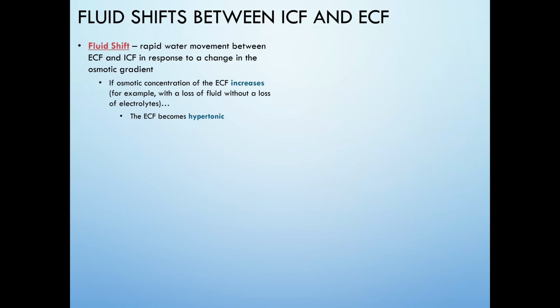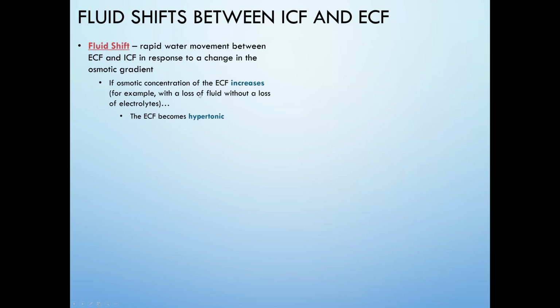So if the osmotic concentration of the ECF, or extracellular fluid, increases, for example, this could happen if you have a loss of fluid without a loss of electrolytes, then the ECF would become hypertonic, right? So higher osmotic concentration means it is hypertonic. So let's look at the picture from your textbook. This is an example showing what happens if the ECF becomes hypertonic.